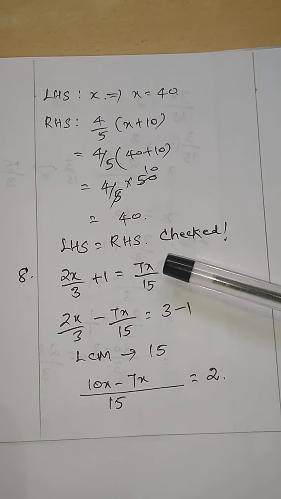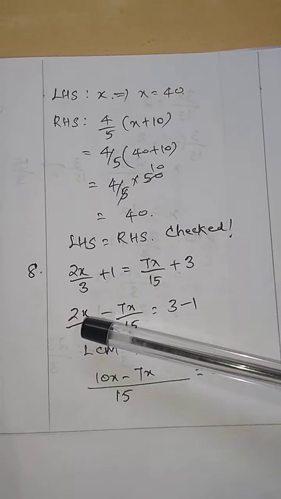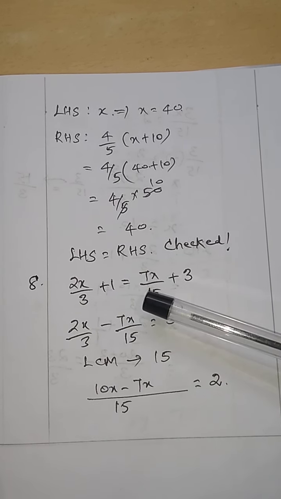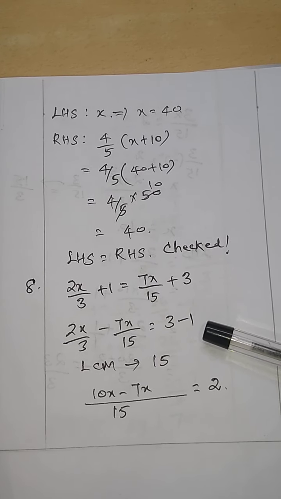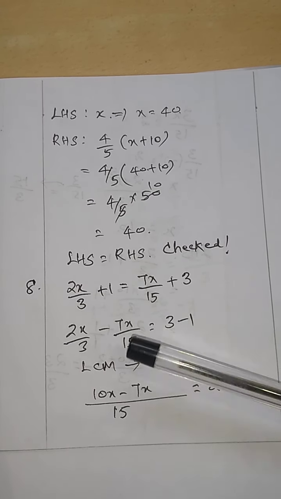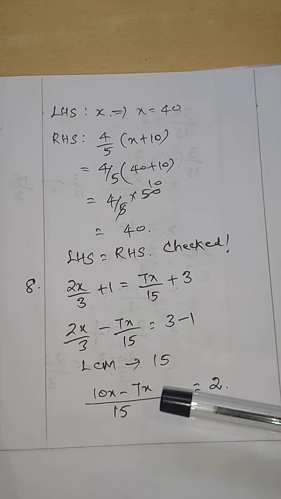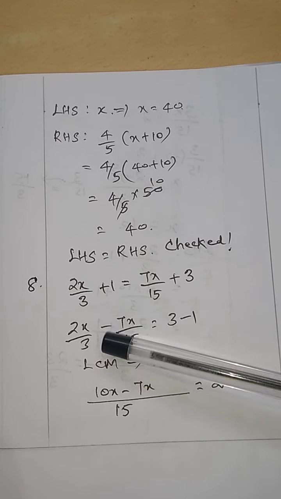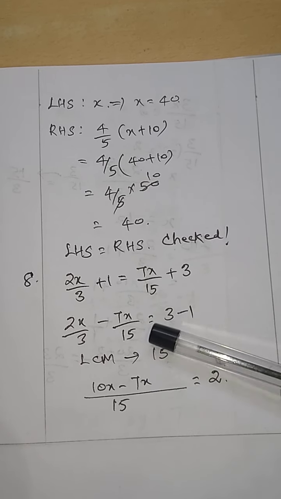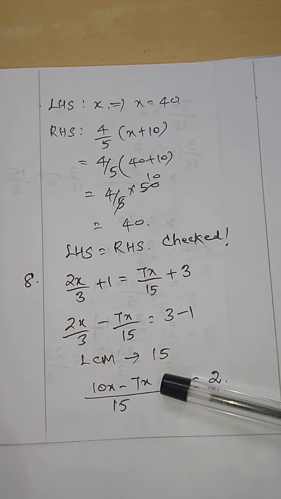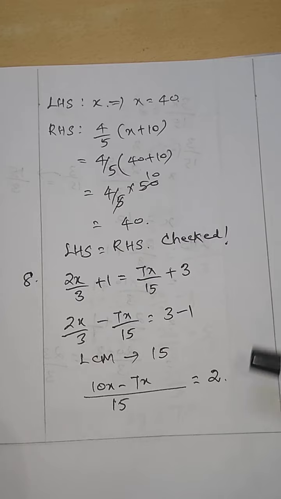So you bring your 7x by 15 to that side. So it will become negative 7x by 15. This plus 1, when it comes this side, it will become minus 1. So for 3 and 15, I take 15 as my LCM. So there are 5 3's in 15. So 2 into 5, that becomes 10x. Minus, there is 1 in 15 and 15. So 1 into 7x gives me 7x. That is equal to 2.